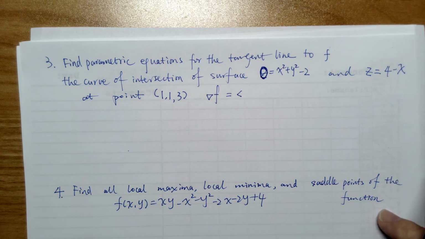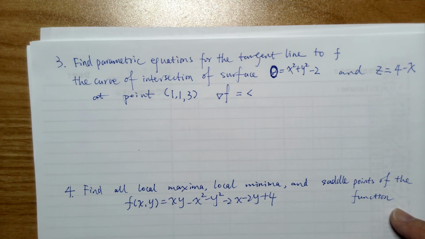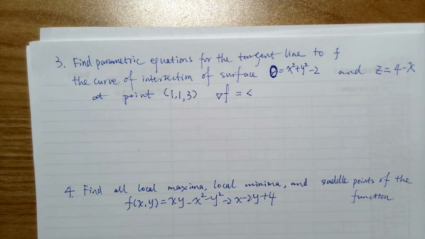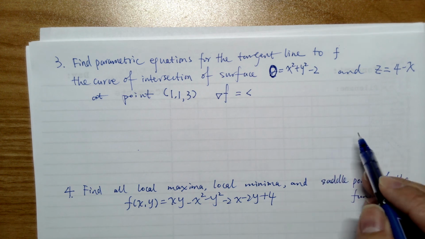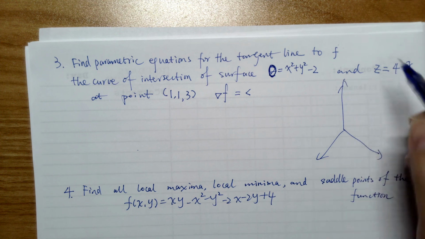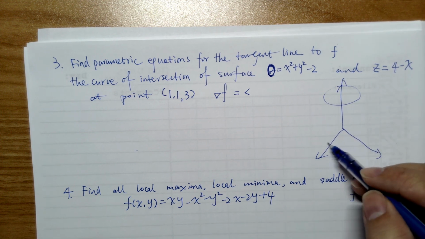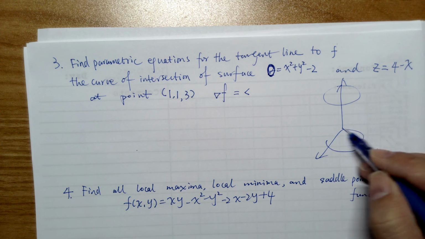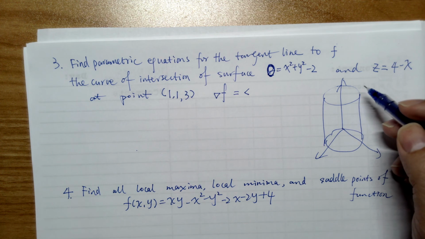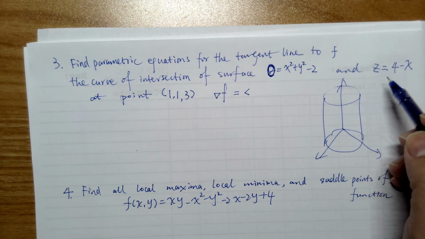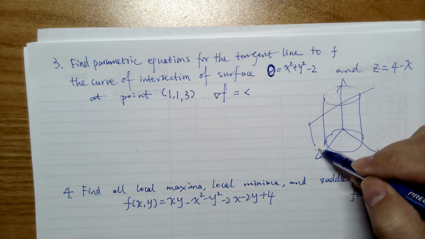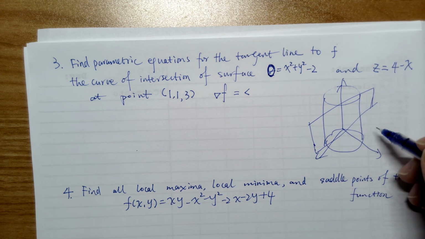Now, this problem, as you can see, is actually a cylinder, right? So if we draw this, you can see that it's a cylinder, right? And also z equals 4 minus x. So actually it's a plane. Okay, it's a plane.